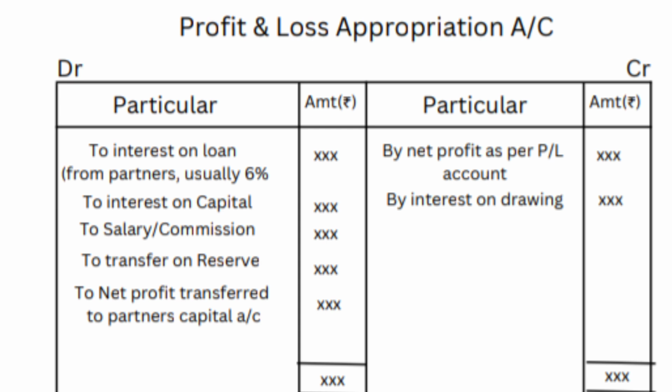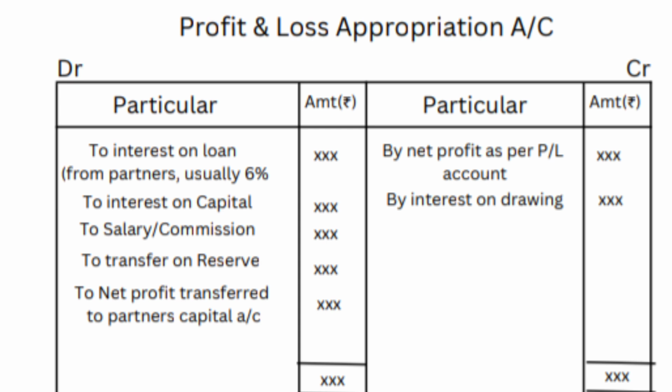Then after getting the net profit or net loss from the profit and loss account, we transfer it to the profit and loss appropriation account, and that account shows the overall profit or loss of the business. Remember that profit and loss account and profit and loss appropriation account are different accounts, not the same account.